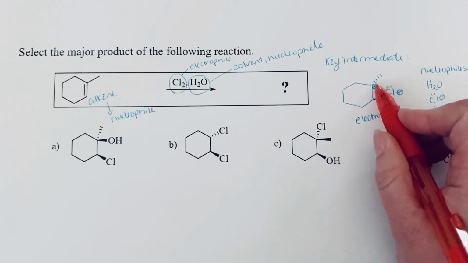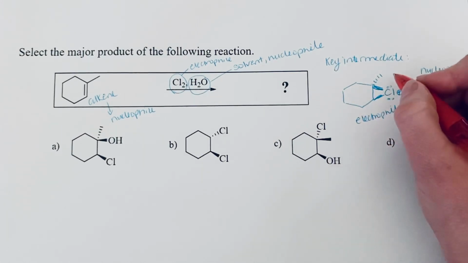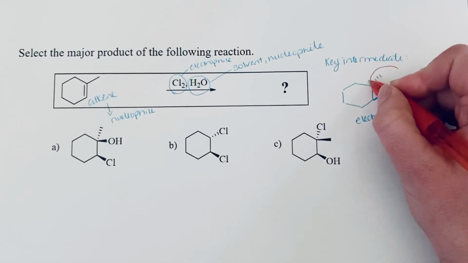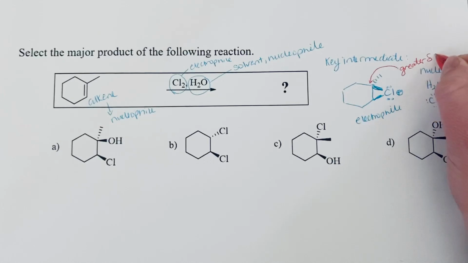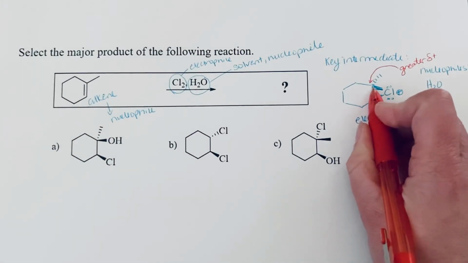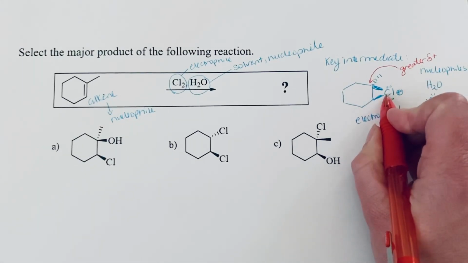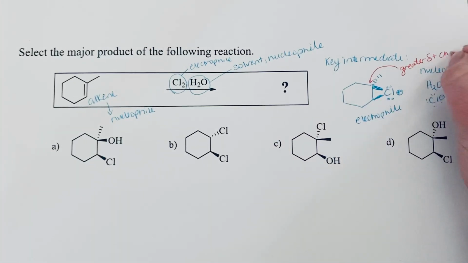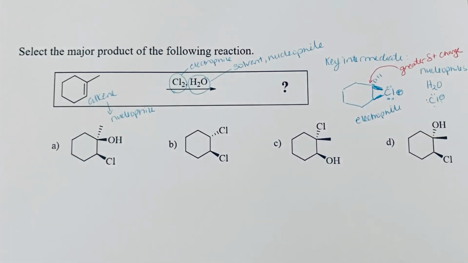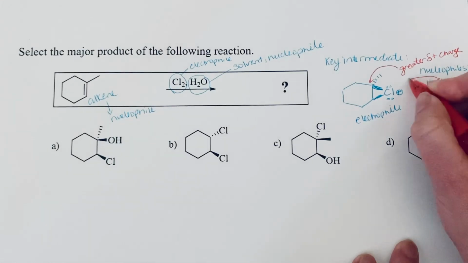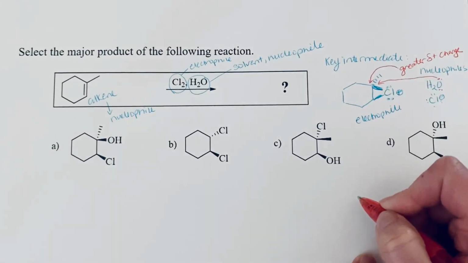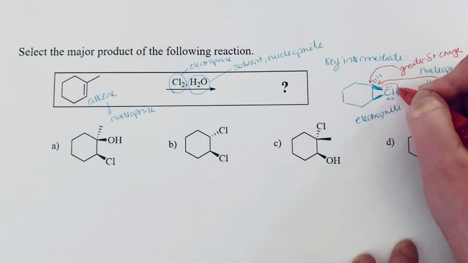Of these two carbon atoms, we would expect that we have the greater positive charge on the top carbon atom. And it's a partial positive charge because of the dipole between the carbon and the electronegative chlorine. Because of that, this is where we expect that our water molecule is going to attack. The water molecule should approach from opposite where that chlorine is and break this bond.